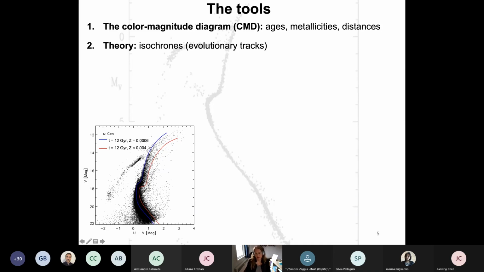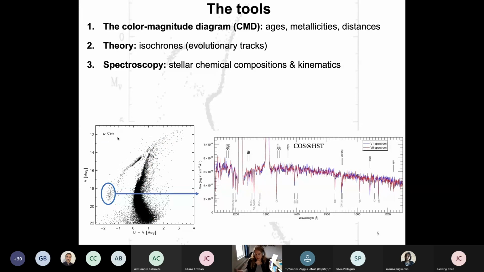We can then determine the properties of the stellar population in a cluster, in this case Omega Centauri. Or we can also improve and verify the accuracy of the models themselves. Another tool is stellar spectroscopy. This is a very well-known tool, and it gives us information on the chemical composition and the kinematics of the star. In particular, these are two spectra collected with HST for two very faint stars here in Omega Centauri.